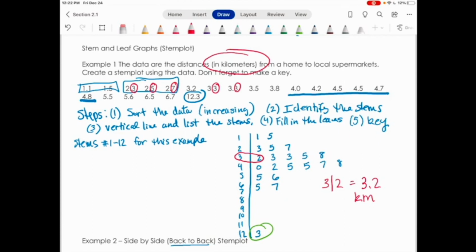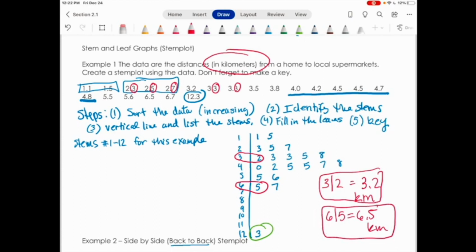Now, I could have picked, and it honestly doesn't matter, I could have picked 6 and 5 here, and I could have written 6-5 is equal to 6.5, and then kilometers. It doesn't matter what number you use. The point is you're just trying to make sure that the reader understands what those numbers represent.